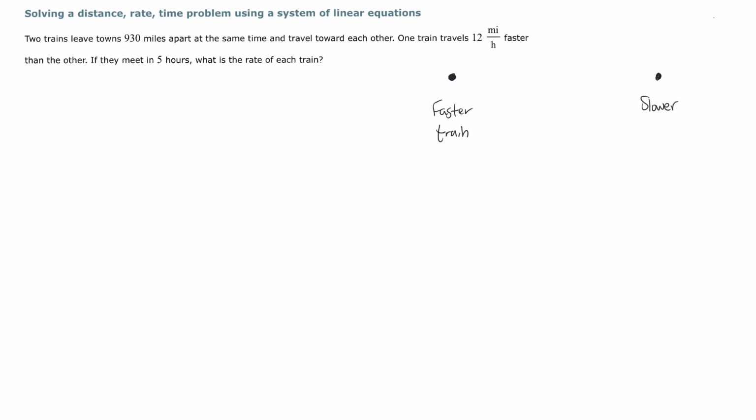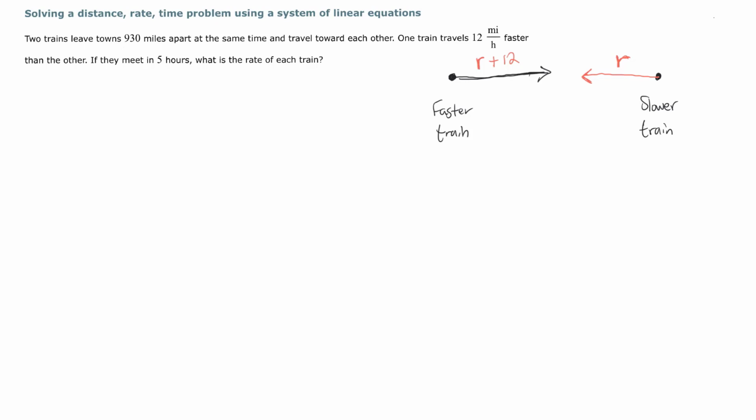And I really don't know if it's on the right or on the left. It doesn't really matter. But I do know that the faster train has a higher speed. So I'm going to draw an arrow here indicating that it has more speed. And the slower train has less speed. And I'm going to draw a shorter arrow to indicate less speed. Well, let's say the slower train has the speed of r, or the rate r. And then the faster train would simply be what? R plus 12, because it's 12 miles per hour faster.